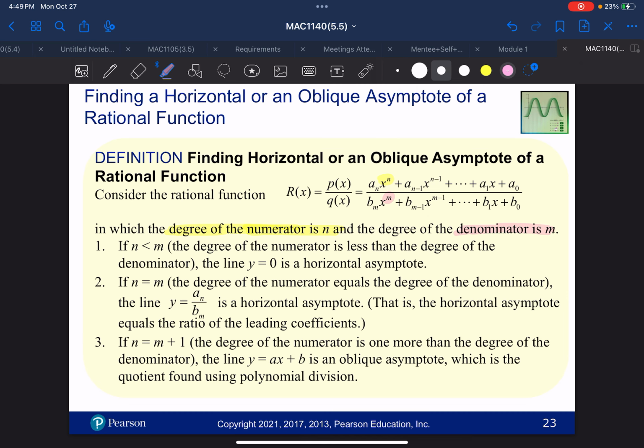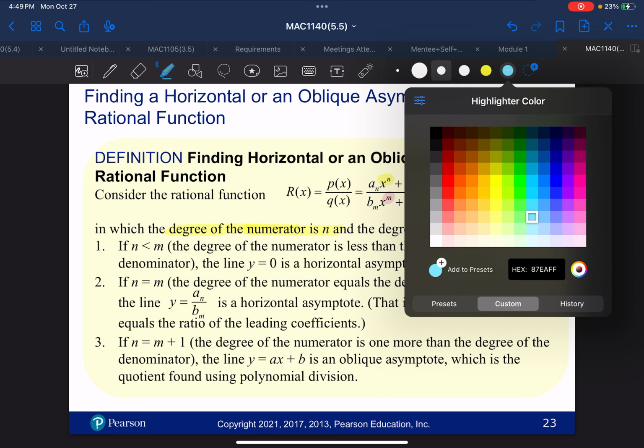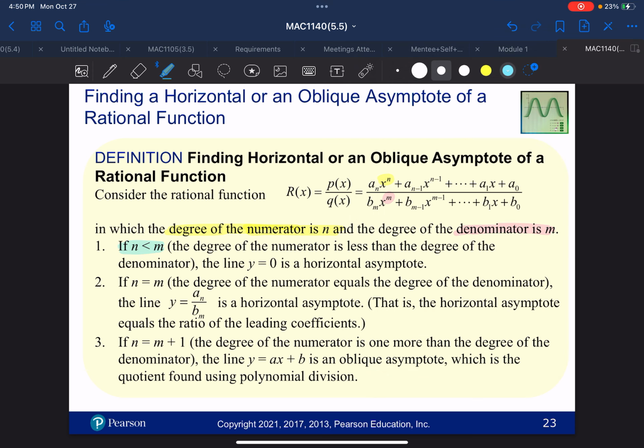The first one says that if n is less than m, so if the degree of the top is less than the degree of the bottom, then y is equal to 0 will be the horizontal asymptote. The way I remember that is if you have a small degree on top, then you have a small horizontal asymptote, y equals 0. And that's the horizontal line, y equals 0.